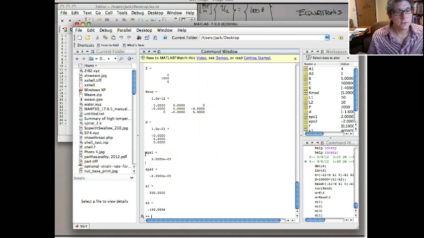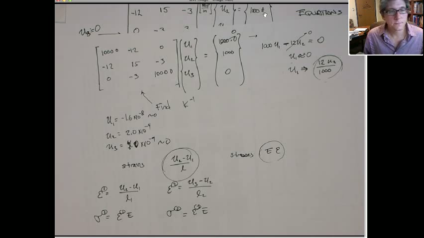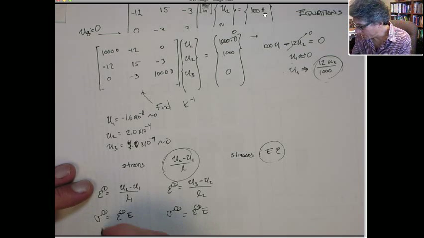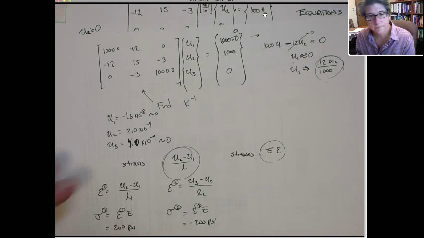And there you go. These are the strains in the elements, and these are the stresses in the elements, okay? So the first element has a 200 psi stress, and the second element has a compressional stress of 200 psi. So this is equal to 200 psi, and this is equal to minus 200 psi.